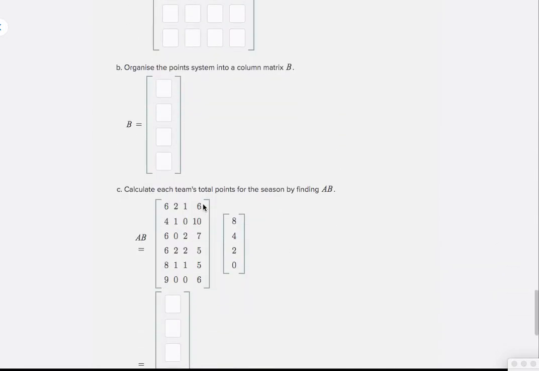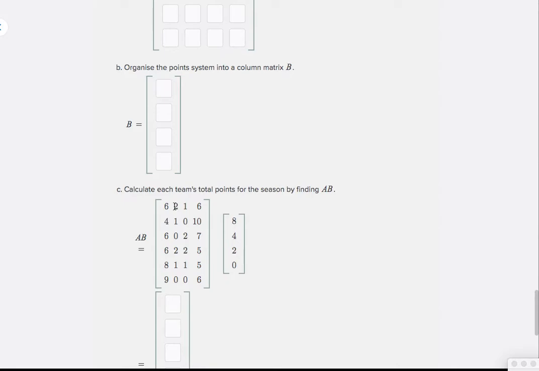And we know the matrix multiplication is row times column. So the Darwin Darts have 6 wins and there are 8 points for the win. So you can immediately think, oh, that's going to be 48 points. And the next part of matrix multiplication is we multiply row 1 by column 1, and that will give us this first output result here. So 48 points from their wins.